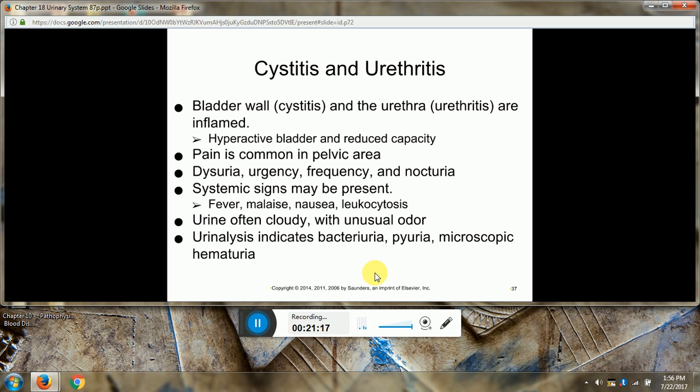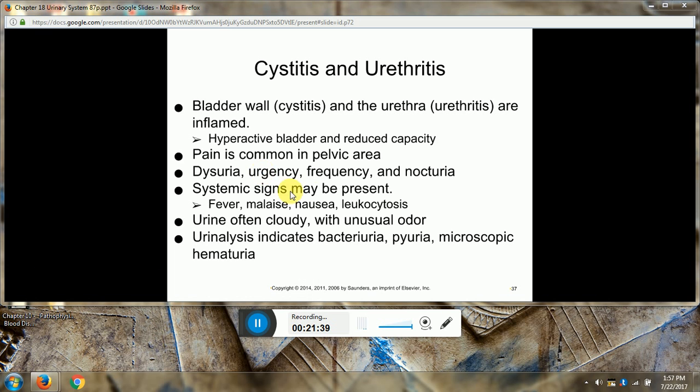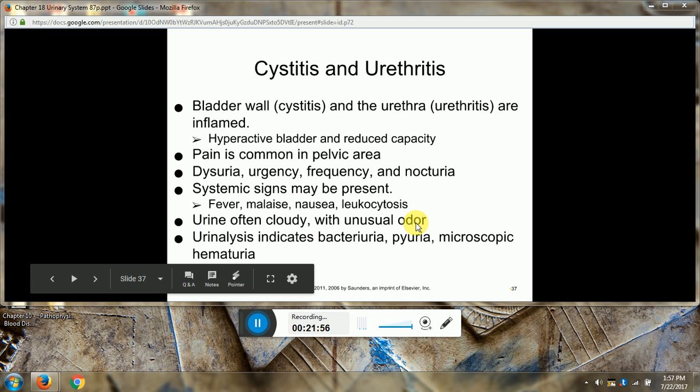First, we'll talk about cystitis and urethritis, which are the lower UTIs. Because the bladder is infected, it is a hyperactive bladder with a reduced capacity that leads to frequency. And there's dysuria or pain during urination. Urgency means that when the person feels they need to go to the bathroom, they need to go now. Nocturia means urination at night. They wake up several times at night to empty their bladders. And they also have the systemic signs of inflammation, so there's fever, malaise, nausea, and mucositis. Looking at their urine, it's cloudy with an unusual odor. And if you do an analysis, they can find the bacteria, pus in urine or pyuria, and maybe even microscopic hematuria.